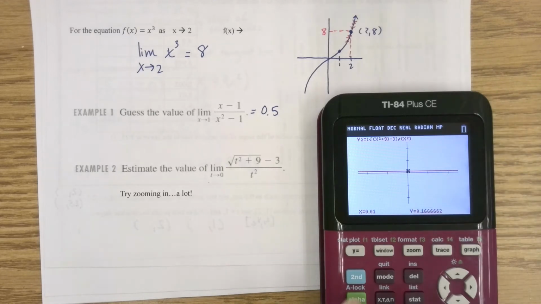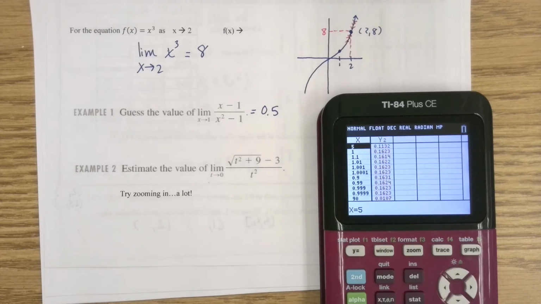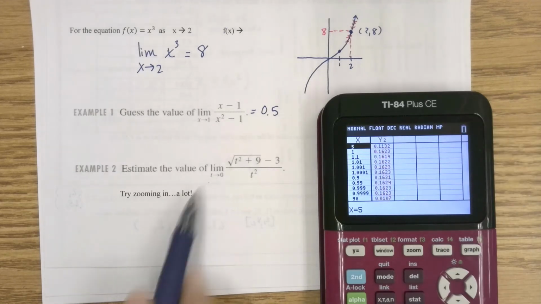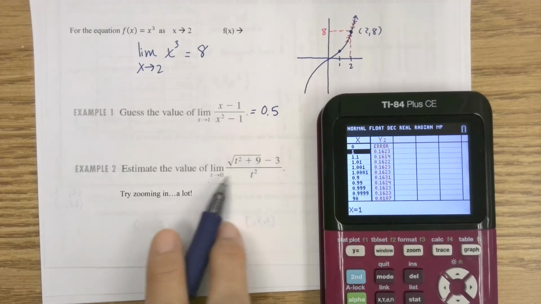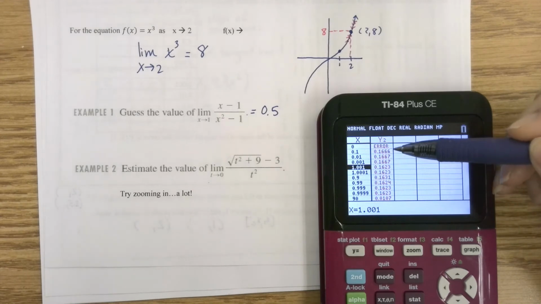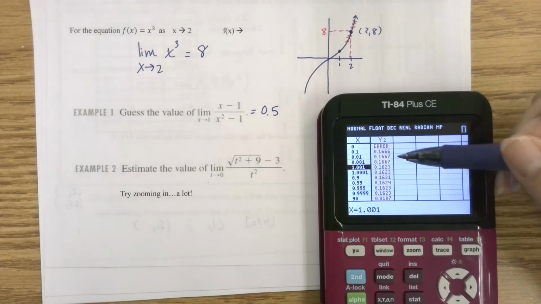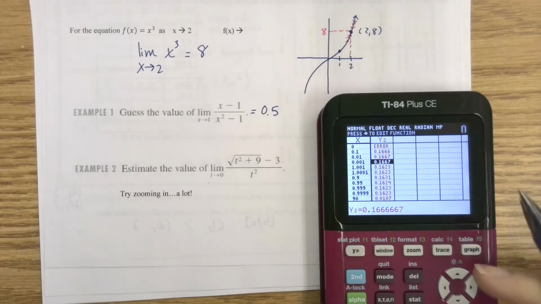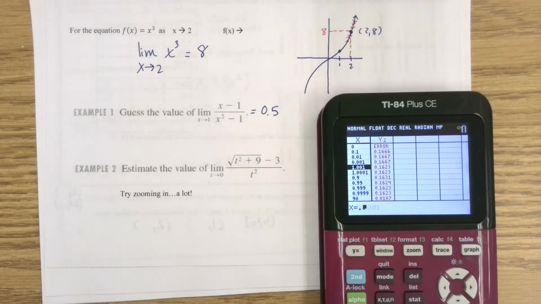I'm going to choose to go back to the table again because I love to see that trend of my numbers in table form. So I'm going to start with, obviously I know 0 is going to give me an error. I'm going to go close to 0 like 0.1, 0.01, 0.001, and it definitely looks like it's approaching 0.16 repeating. If I were to sit on one of these, yeah, 0.16 repeating. If I were to try one more, 0.0001, same thing.